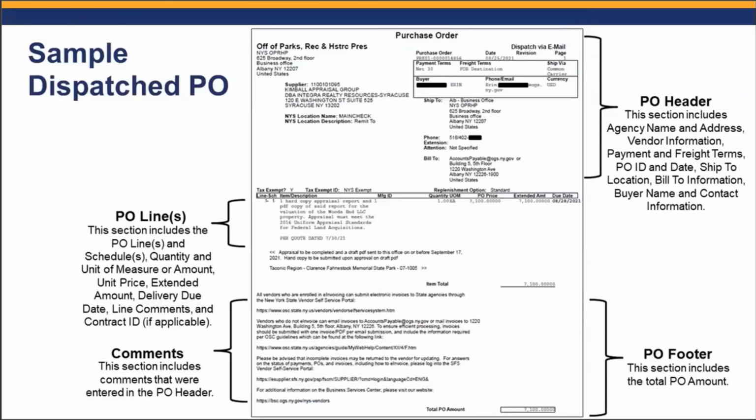In the middle of the purchase order, we see the PO line. That includes information about the line, quantity, unit of measure, amount, the specific item or services that we are ordering from the vendor. Any comments that were entered on the PO line in SFS will also be visible here. Comments that were entered in the PO header when the PO was being worked in SFS are also visible in the comments section. And at the bottom of the PO footer, that's where you'll see the total purchase order amount.